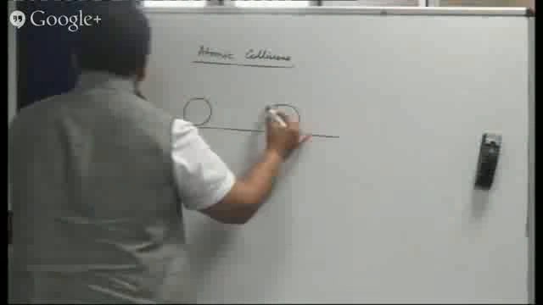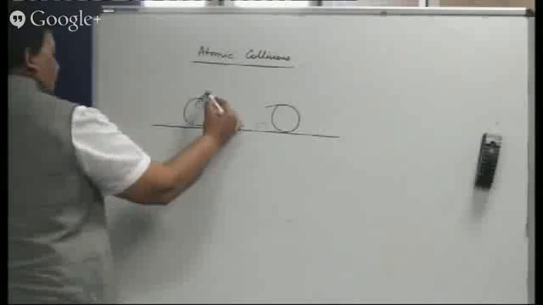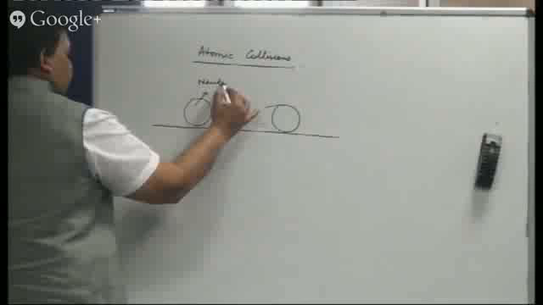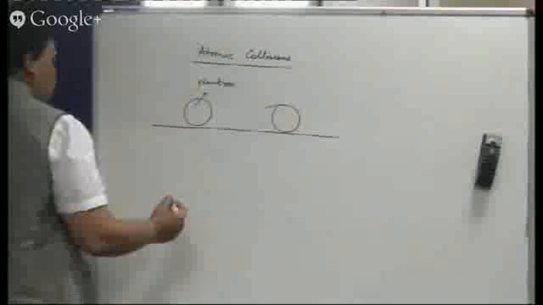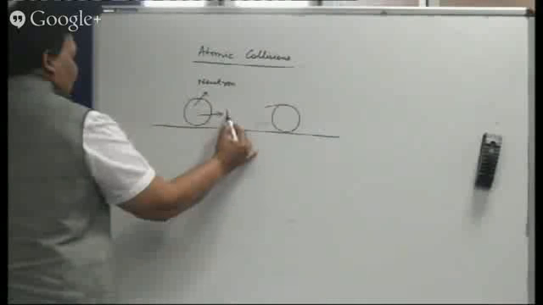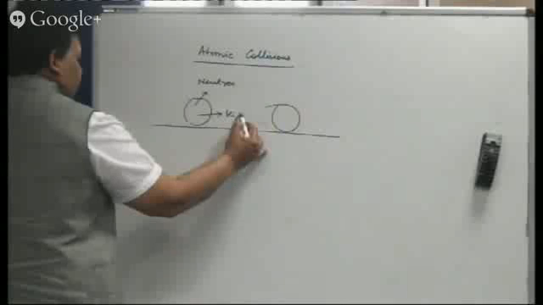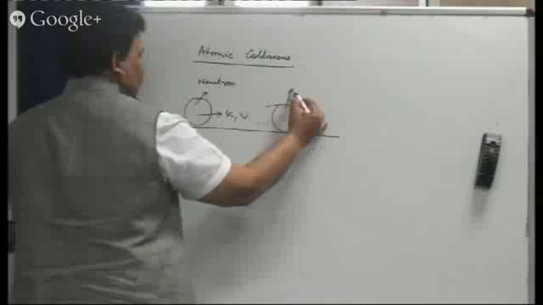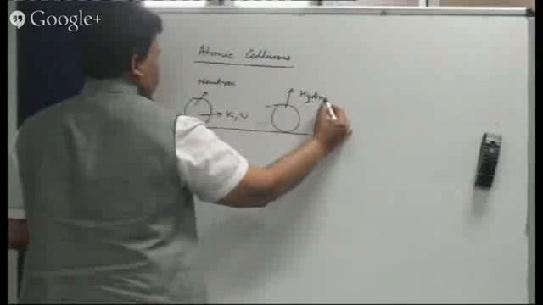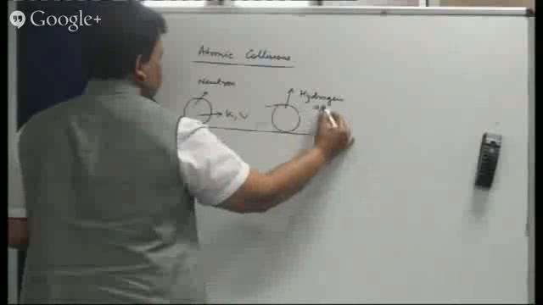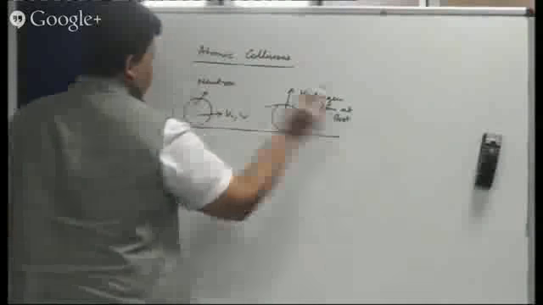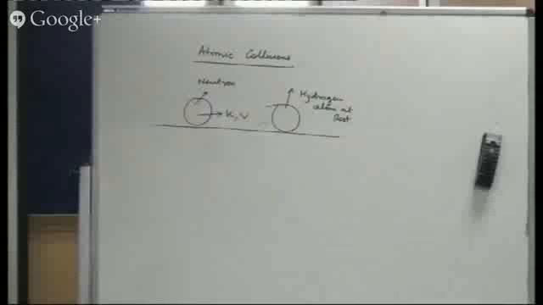There are two atoms, or there are two particles. Say this is a neutron. It has a certain kinetic energy and a certain velocity v. This is a hydrogen atom, at rest.